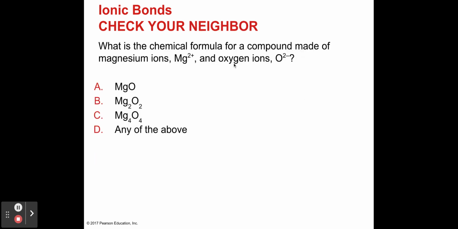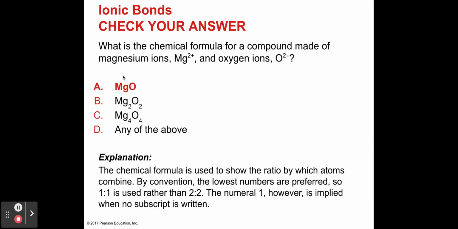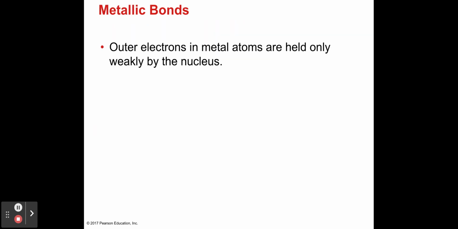What is the chemical formula of a compound made up of magnesium 2+ and oxygen 2-? These two entities have opposite and equal charges. Opposite and equal. So I only need one magnesium to balance one oxygen. So that is why this is going to be the right formula right here. If you have any question on this, make sure you ask, and I'll be more than happy to do more examples. Okay. Now let's talk about what we call a metallic bond.